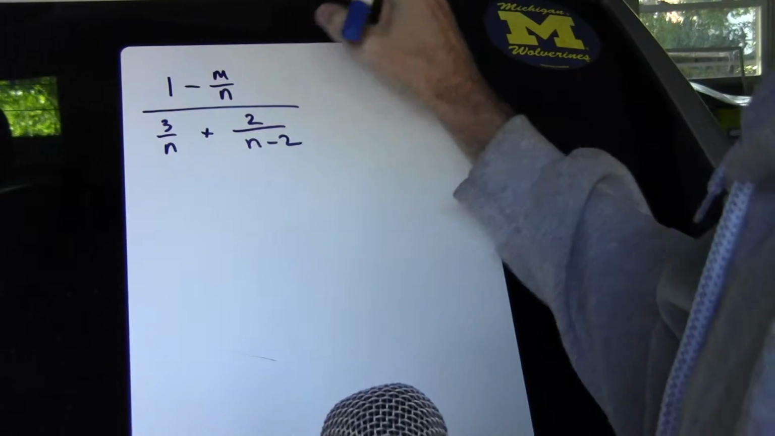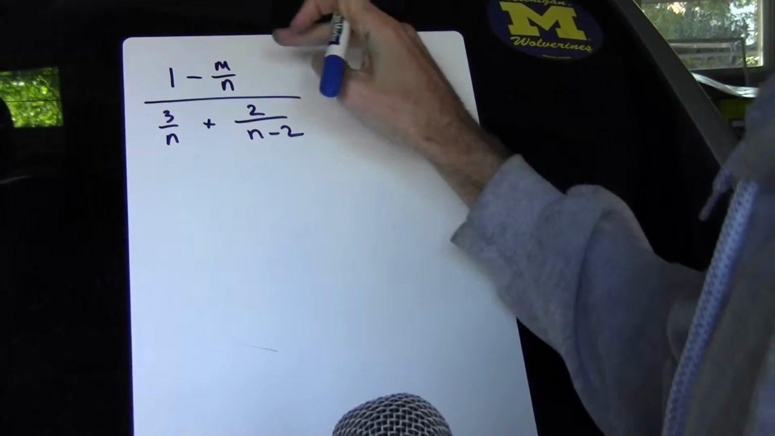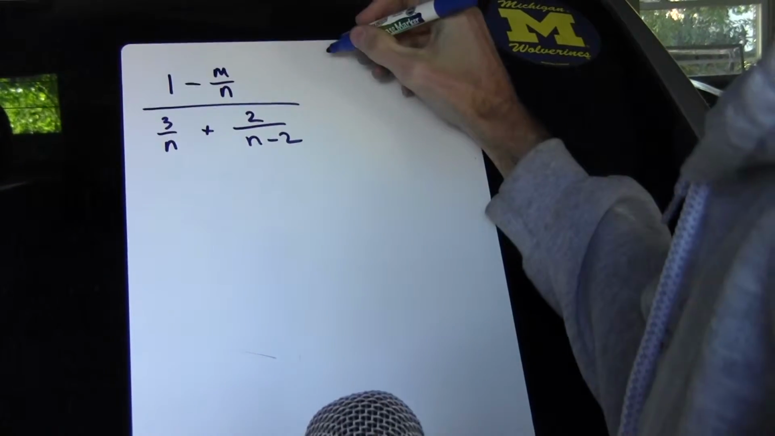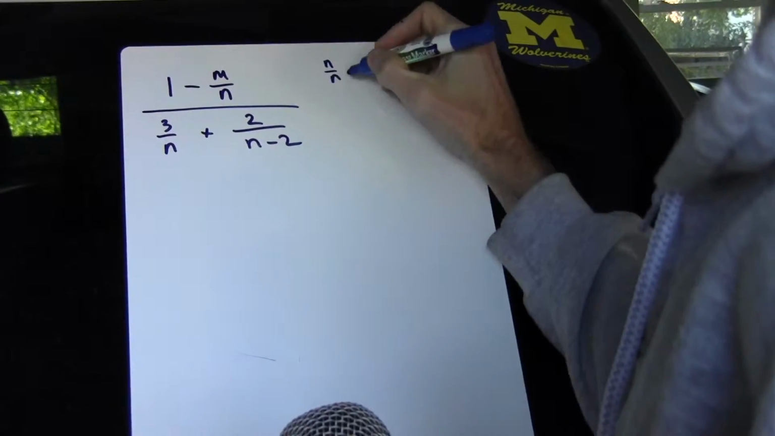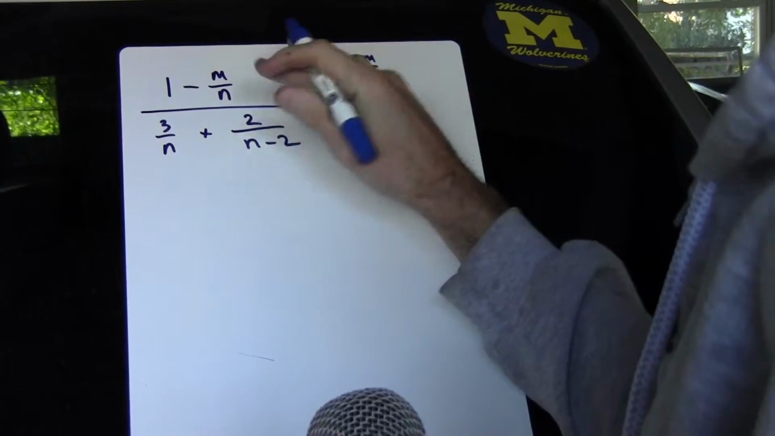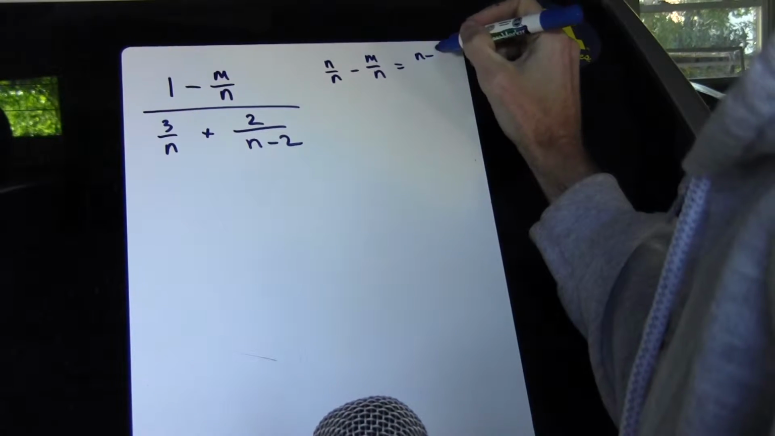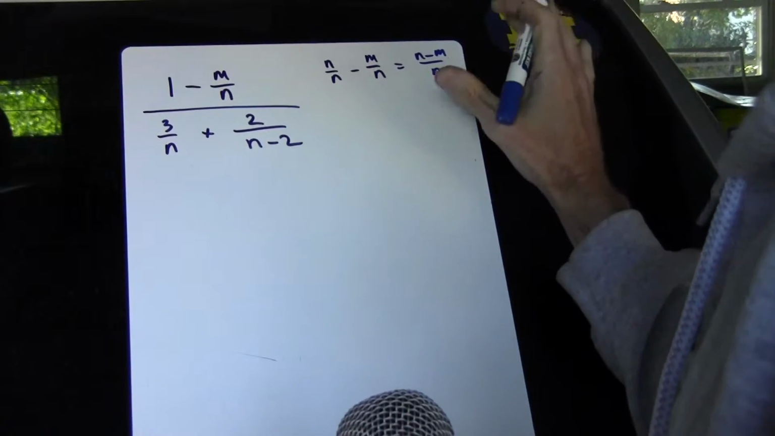First, let's do the numerator. I'm going to rewrite that numerator with a common denominator. So instead of writing 1, I'm going to write n over n, right? Because n can be your common denominator, minus m over n. So the numerator is not so bad. That's just going to be n minus m over n. So I got the numerator.